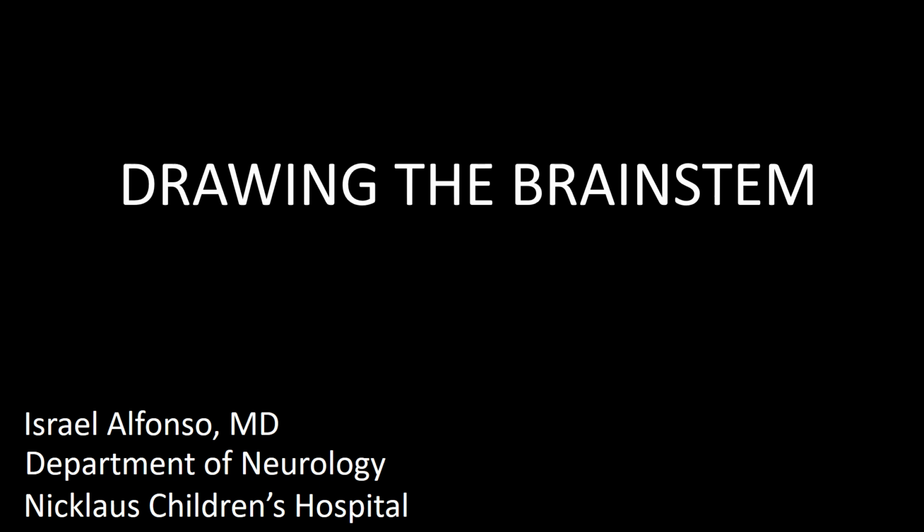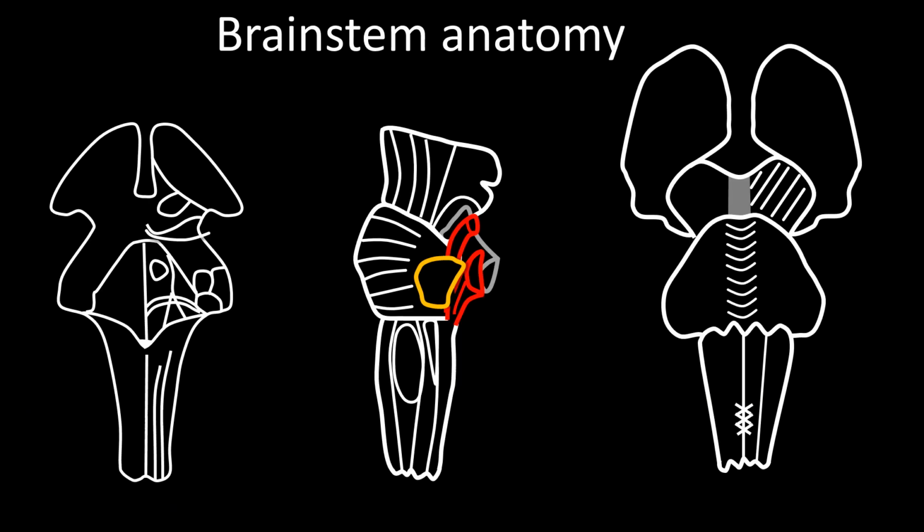The title of this talk is Drawing of the Brainstem. You can see in this frame three views of the brainstem: a posterior view, a lateral view, and an anterior view. We are going to start by drawing and describing the posterior view. Try drawing this figure as I do, that is at the same time as I am doing them.